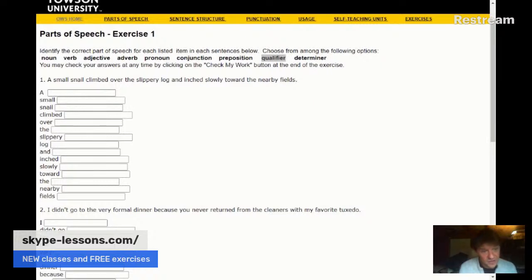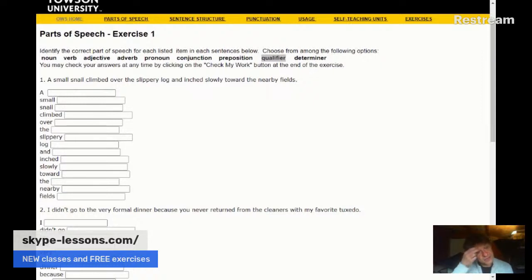And nearby describes a noun, so nearby must be an adjective, in this sentence. But that doesn't mean that nearby is always an adjective. If I give you a different sentence like, I live nearby, notice that when you say I live nearby, nearby is describing where you live. So nearby is describing a verb, live, and so nearby is an adverb in that sentence. But nearby fields, nearby shops, nearby trees, anything, if it's describing a noun, it's an adjective.